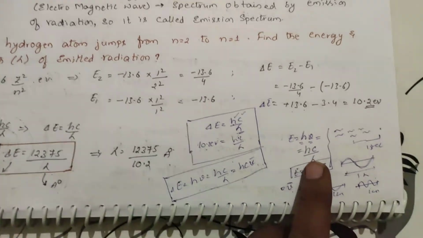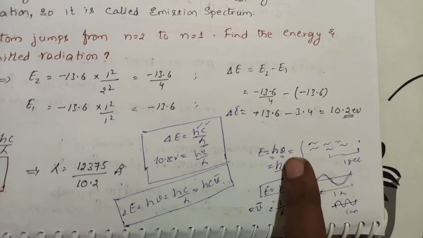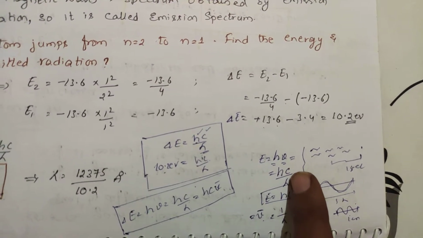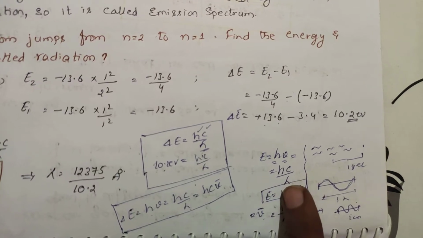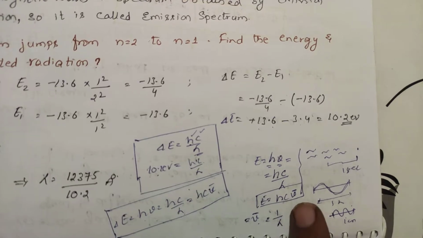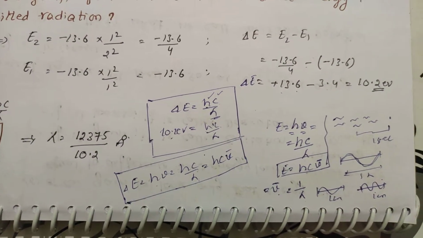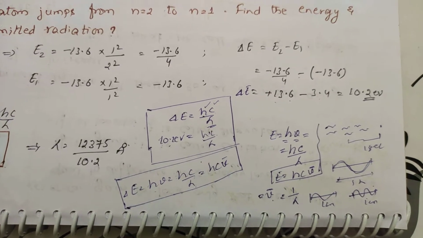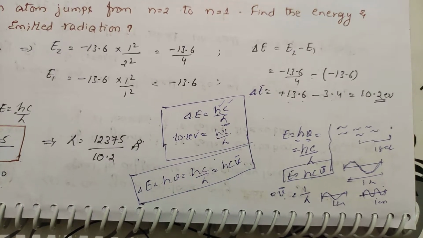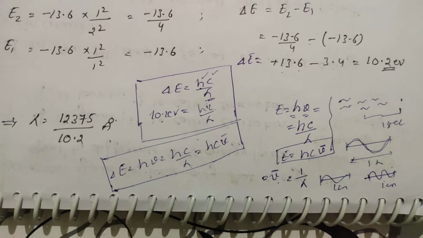Generally you remember this formula, E is equal to h nu. H is Planck's constant, nu is frequency, and frequency you can write as c by lambda, so it is equal to hc by lambda. And 1 by lambda you can write as wave number, hc times wave number. Instead of nu you can write c by lambda. Lambda is wavelength, and 1 by lambda is the wave number.